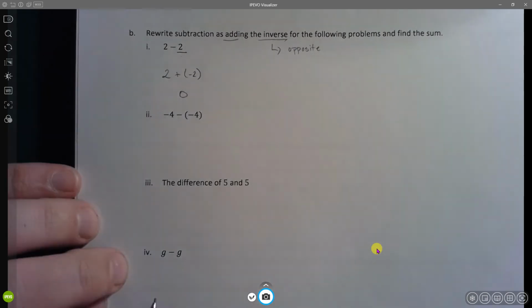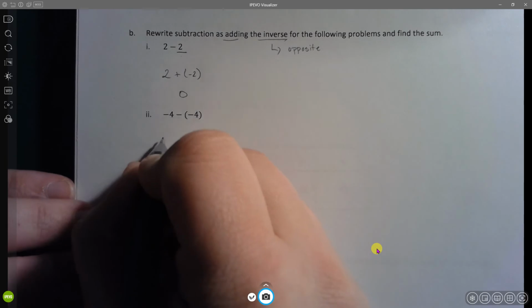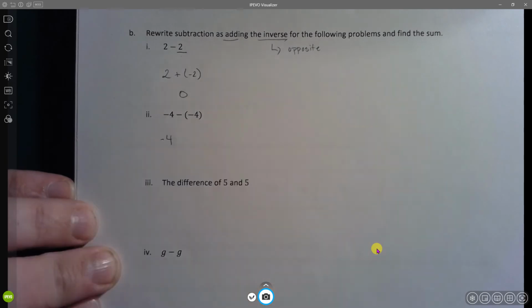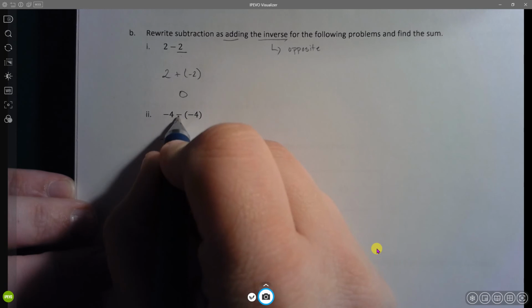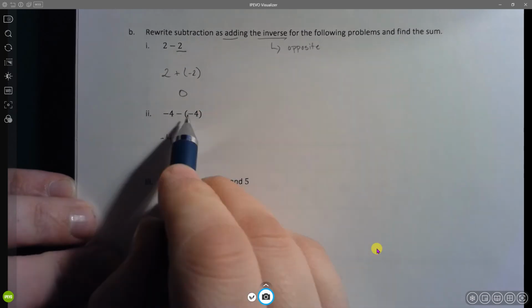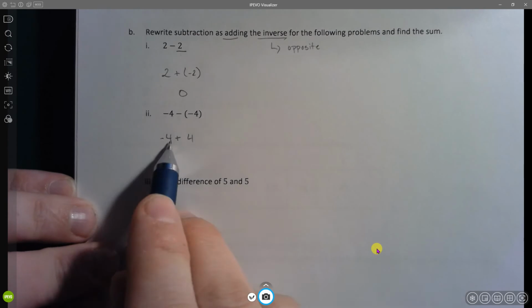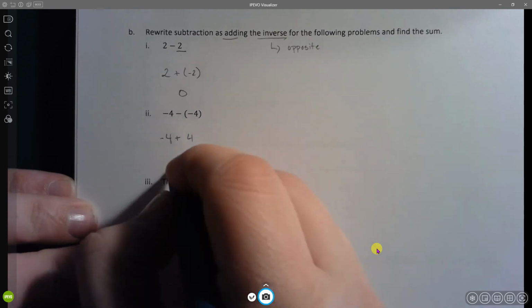Now, for number 2, we have negative 4 minus a negative 4. So we're going to be adding the inverse. Instead of a subtraction, we're going to have an addition. And the opposite of a negative 4 is a positive 4. And negative 4 plus 4 is going to be 0.